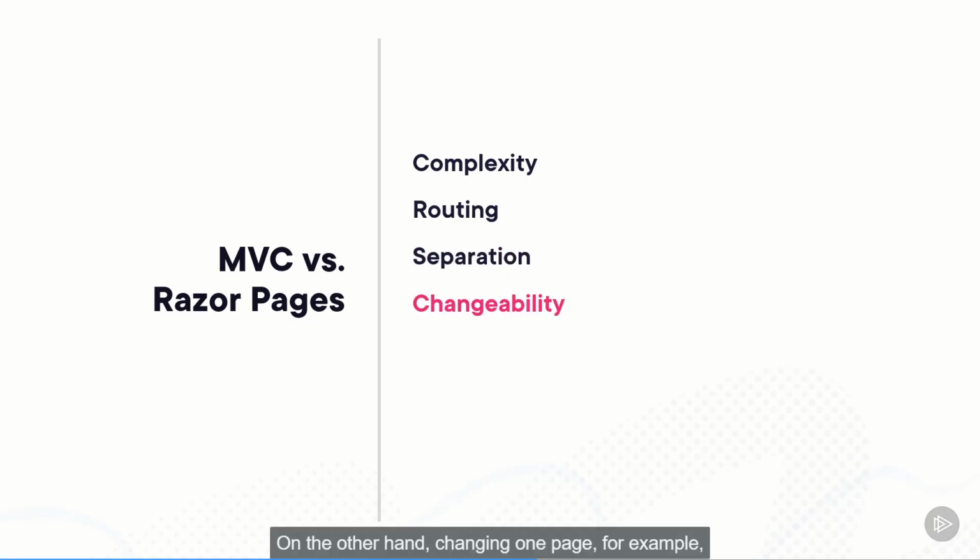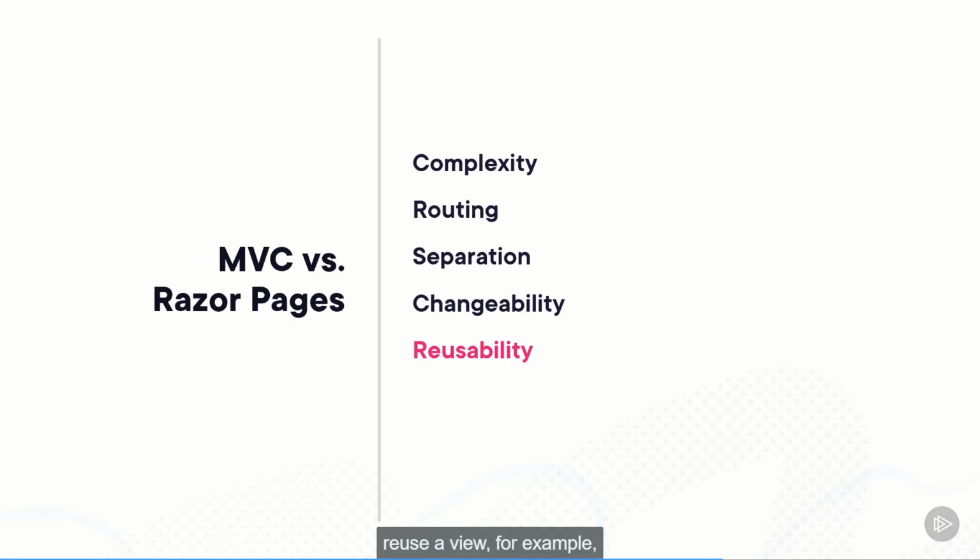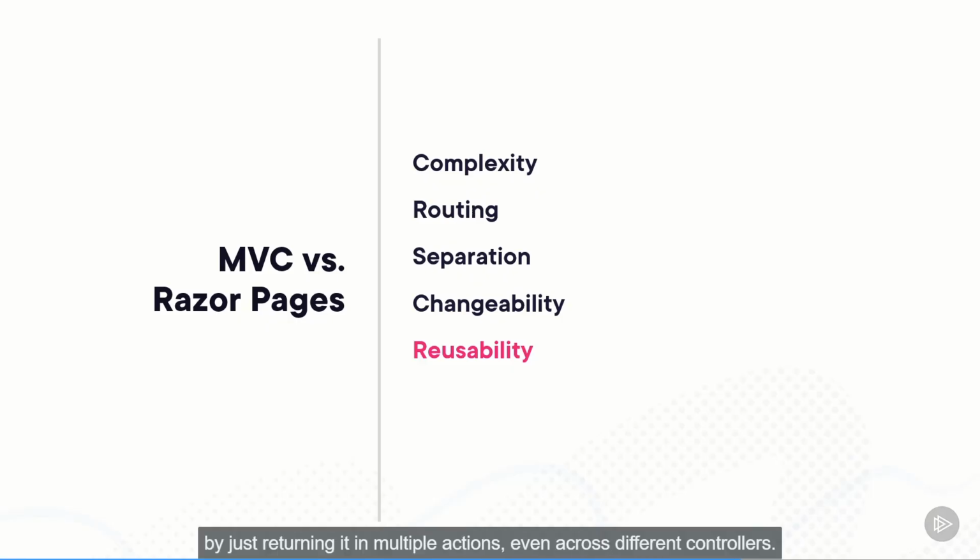On the other hand, changing one page, for example adding an input element, would require changing 3 separate files in MVC, which are all in separate folders. In Razor Pages, that change would be easier. Because everything is integrated in Razor Pages, reusability is more difficult. In MVC, it's easy to reuse a view, for example, by just returning it in multiple actions, even across different controllers.